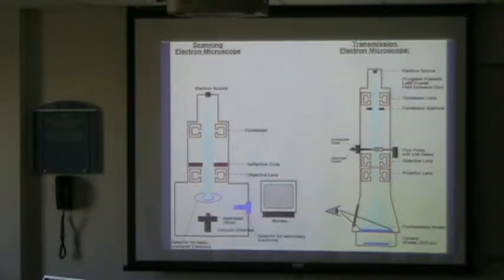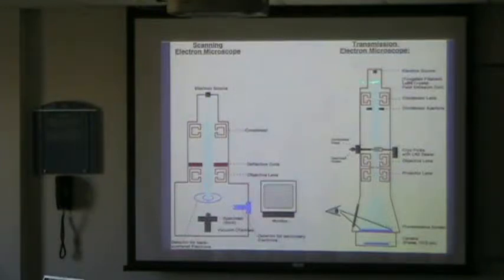In our facility here, we mostly work with, or actually almost exclusively work with the transmission type. I think in engineering you also have a couple of SEMs available. Also in biology, they have an SEM if you need that kind of machine at some point.